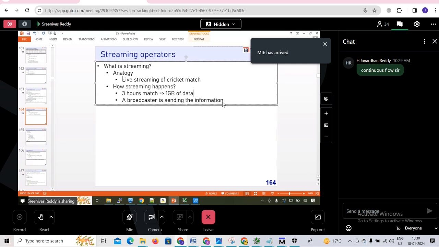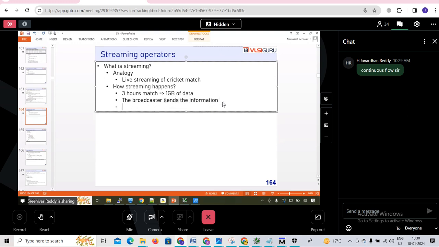No, right? What does the broadcaster do? The broadcaster sends the information, and we stream that information on a frame by frame basis. See, one frame, next second, next frame. Actually, it's not a second, it happens at a much quicker rate. That is what we call the refresh rate. In display concepts, it is called the refresh rate.